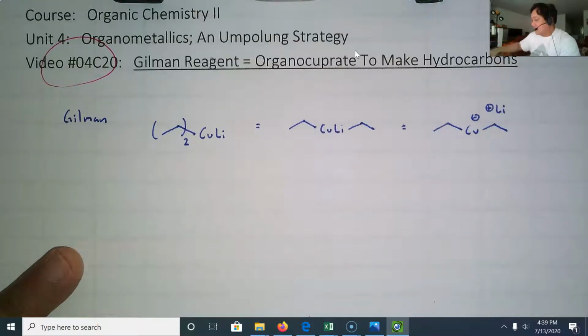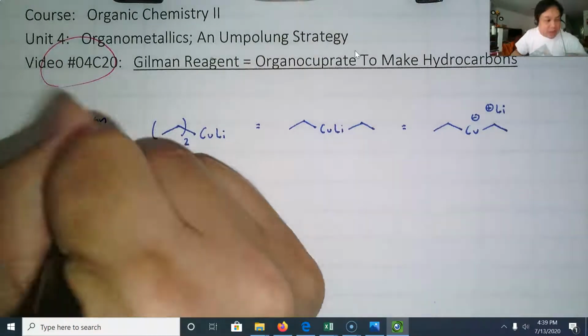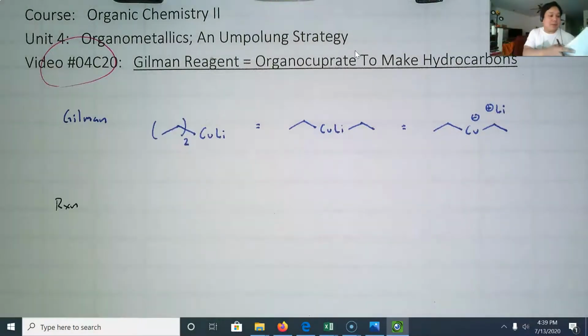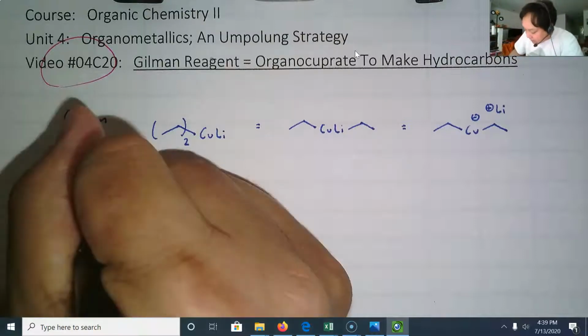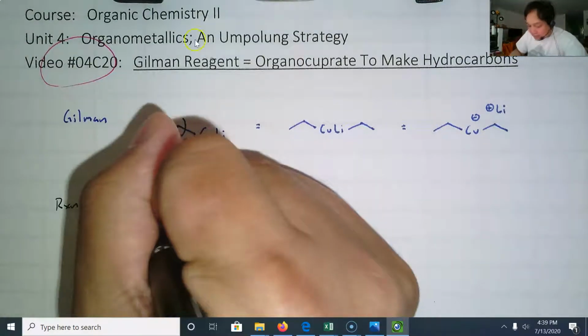Let me show you how to make the GILMAN reagent, and I believe we are up to reaction G. Reaction F was the one with carbon dioxide. This is reaction G, and we are going to first synthesize the GILMAN reagent.